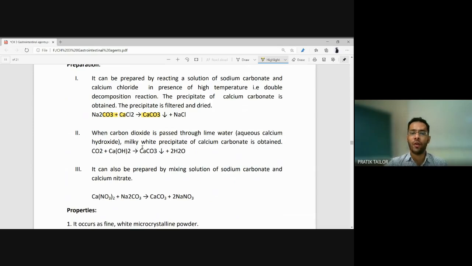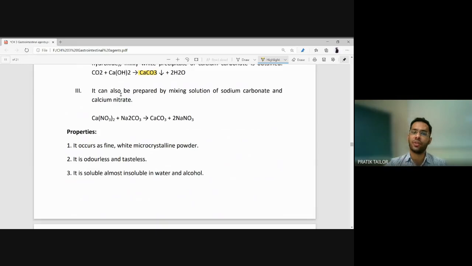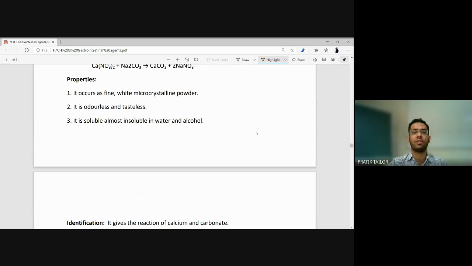Okay, so lime water turns milky. This was one taste of the chemistry you were learning in your high school chemistry. So the same process can be used to generate calcium carbonate. Even a similar reaction of sodium carbonate can be done with calcium nitrate. Property: it is a fine white microcrystalline powder. Now what do I mean by microcrystalline? The crystals are so small that sometimes it feels like it is amorphous or crystalline. So it is in between, like a microcrystalline powder.